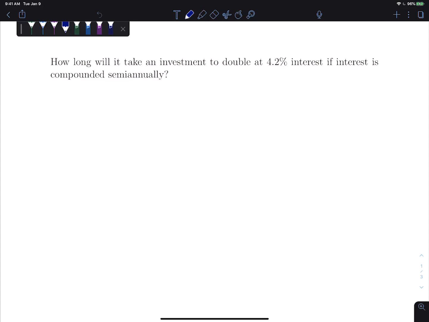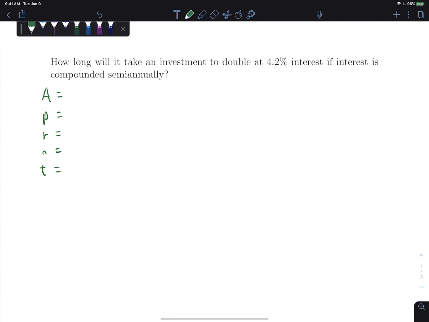Hello. In this video, we're going to look at an application. How long will it take an investment to double at 4.2% interest if the interest is compounded semi-annually? Okay, so this is actually just a compound interest question.